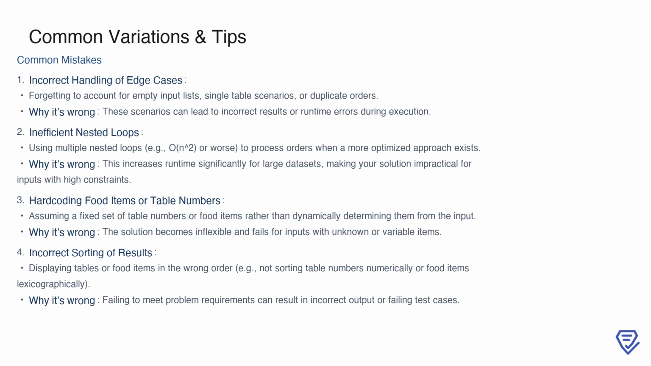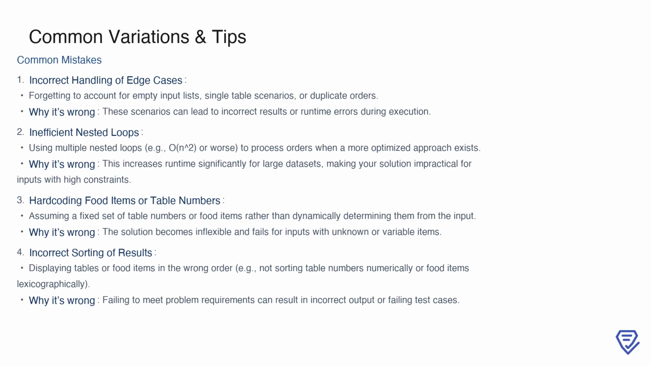When solving this problem, there are several common mistakes to watch out for. First, many people forget to account for edge cases such as empty input lists, scenarios where there's only one table, or when there are duplicate orders. Overlooking these can lead to runtime errors or incorrect results. Another frequent mistake is using inefficient nested loops, which can result in time complexities like O(N squared) or worse. This approach becomes impractical for large datasets, especially when the problem constraints are high.